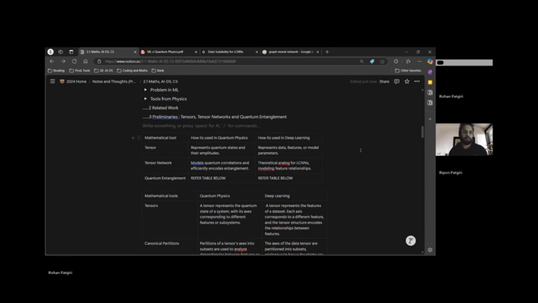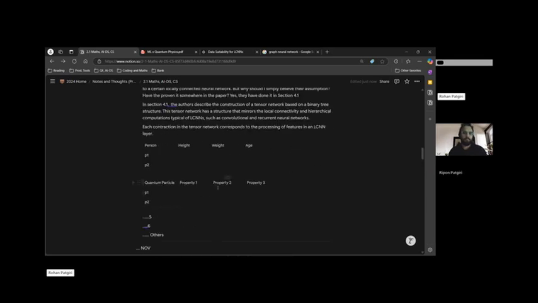In quantum physics, what they're trying to do is, suppose this table describes the states of all the particles in that system at time t equal to 1. Then at time t equal to 2, there will be some other table, as the properties might change. So for each time span, there will be a different table. Are you getting any idea about this? Okay, so there will be multiple tables.